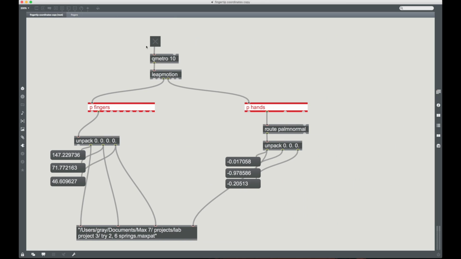And so I take it into this little patch that I made, where I take two little bits from the Leap Motion: the index finger output, and I take the first three values, which are the X, Y, and Z spatial coordinates. I also take another thing that the Leap Motion tracks, which is the orientation of the hand. So in this case, I'm taking the right hand, and I'm taking its palm normal, which is the orientation.